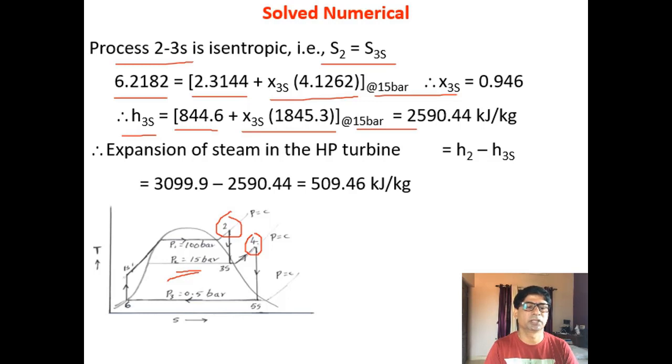2950.44 kilojoules per kg. So the expansion work in the first turbine, the HP turbine, is H2 minus H3s, which comes to around 509.46 kilojoules per kg.